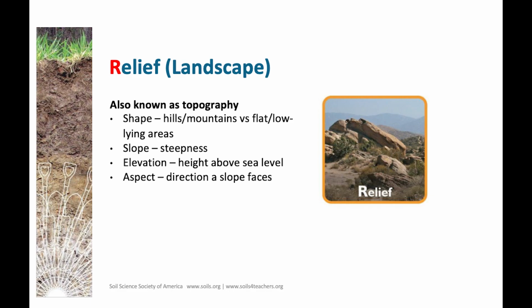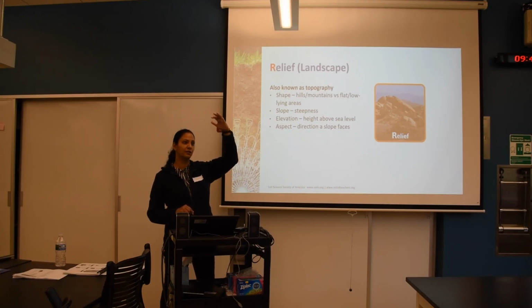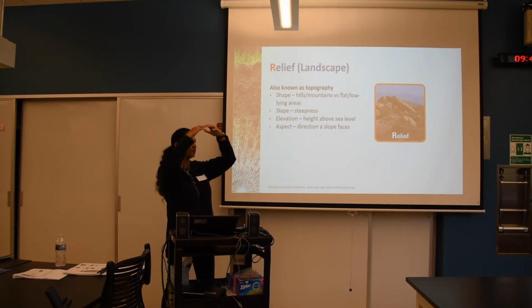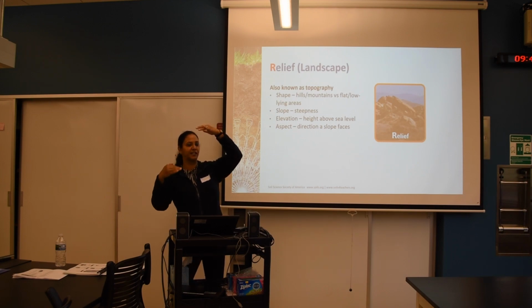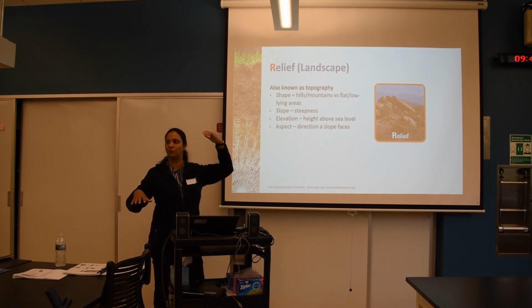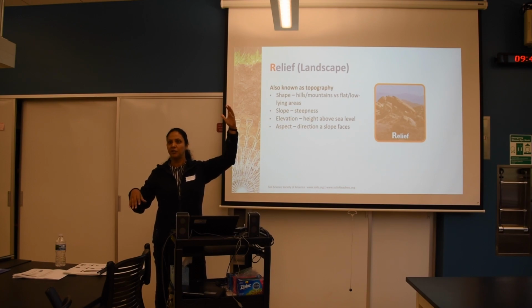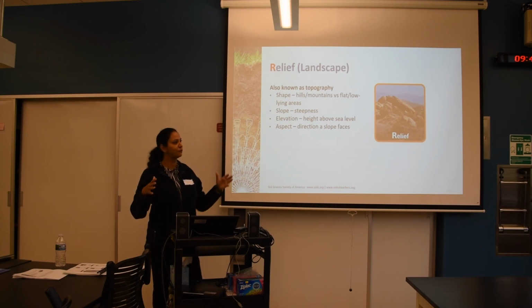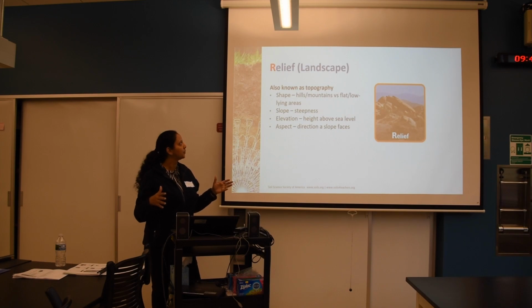Another factor is relief, also known as the landscape. It influences soil development, primarily due to drainage and water movement. For example, the steepness of the slope: soils on a steep slope don't tend to stay there with the drainage and water movement. They come down, so we have deeper soils in the lower part as compared to the top part of the slope. That influences the soil formation process.